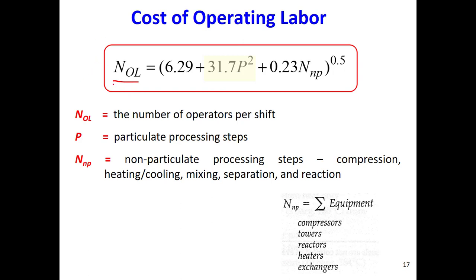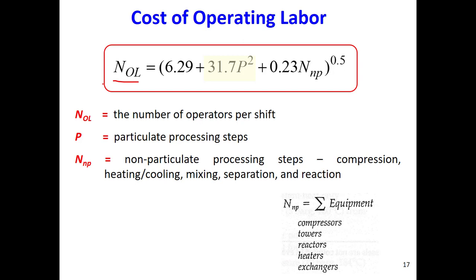Let's say how big is the company, how big is the manufacturing, how many process steps you have, how many pumps, compressors, towers, reactors you have, how many shifts per day you have. This will define the number of operating labor that you need in your factory. If I take you to my factory and show you I have two compressors, three reactors, three towers, and I work two shifts per day, and I ask you how many labor I need, you need to have an equation, a reference to calculate that, right?